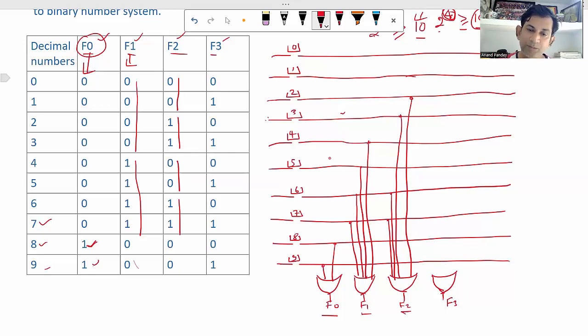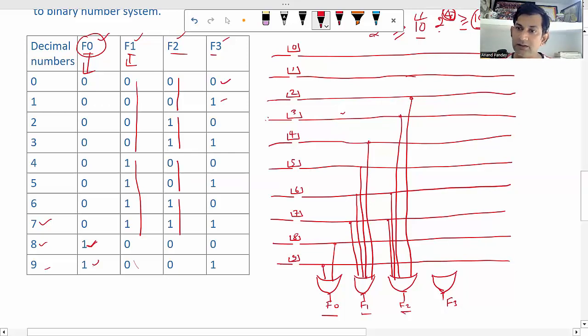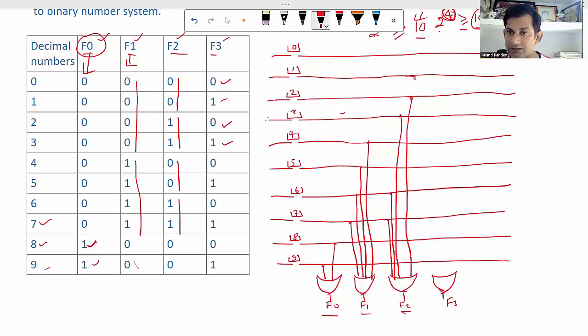Now F3. F3 is 0 1 0 1, means alternate. The first line will not be joined, next line will be joined, next line will not be joined, next line will be joined, like this. 0 1 0 1, you can see like this. So first leave it, second join it, then leave, then join it. Alternately, you will join, then leave it, then join it. Leave one line, join the next, and the last one joined, like this. Okay, this is the way to join.